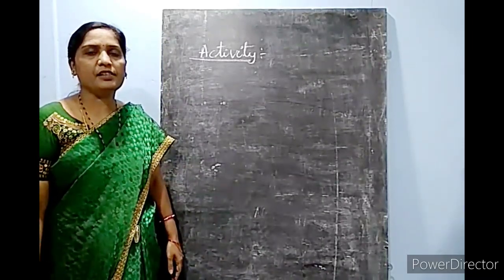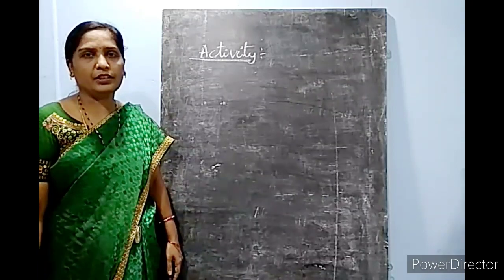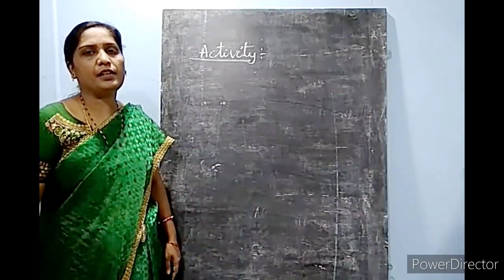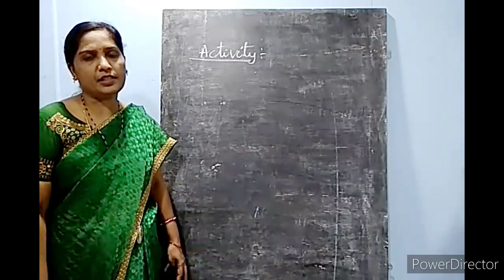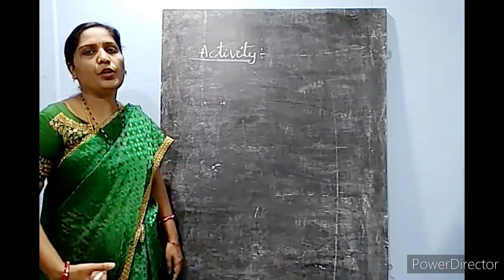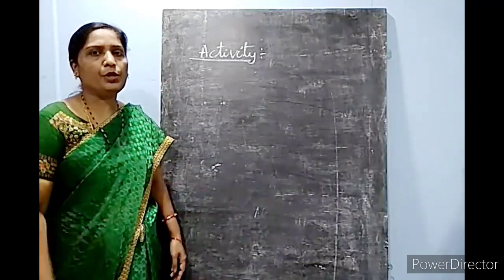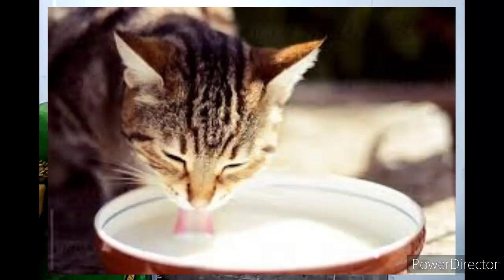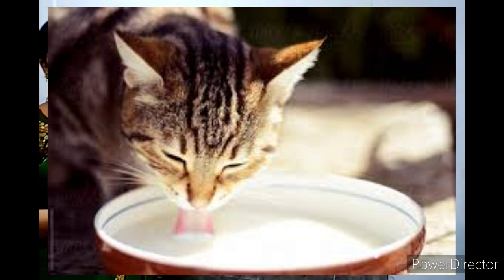Good morning, children. In yesterday's class, you learned how to divide the animals and, by looking at their teeth, how to classify them. You learned this in yesterday's class, right? Before going to our topic today, we'll do one small activity. Take your book and come to page number 36.